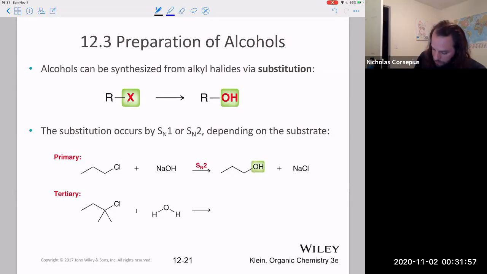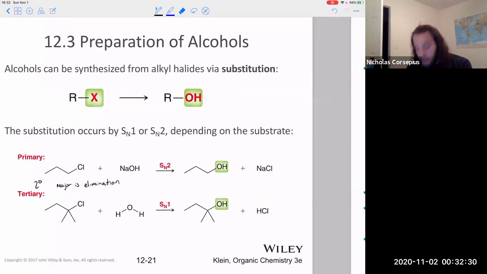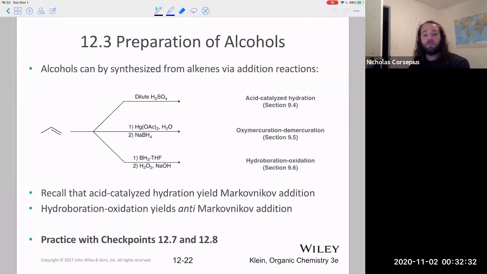You can also do the same thing with a secondary, but then the major product is the elimination. So the minor product would be an alcohol. And then if it's a tertiary alcohol, you can do the same thing, but you would use the weak nucleophile, weak base of water, and that would proceed through an SN1 mechanism to give you a tertiary alcohol. Okay, so if you had a secondary, maybe what would be even more efficient would be to first do an elimination, and then we of course know how to convert our alkenes into alcohols as well, right?